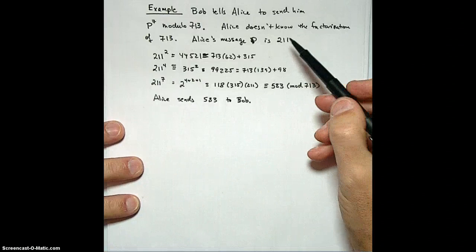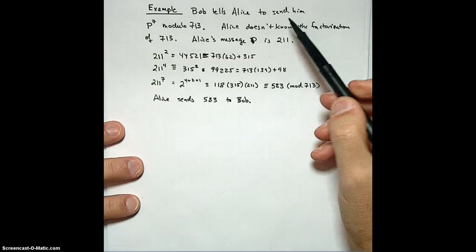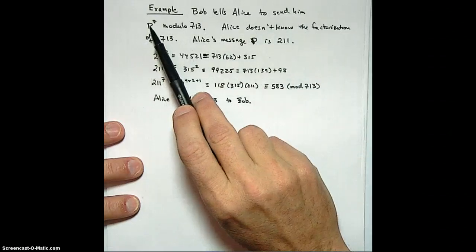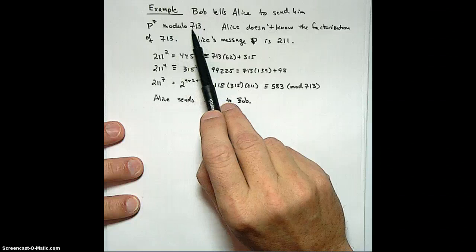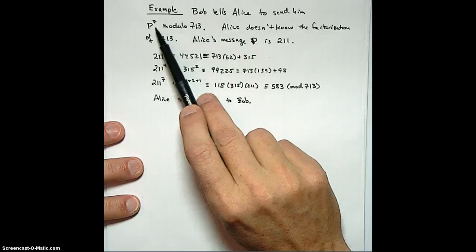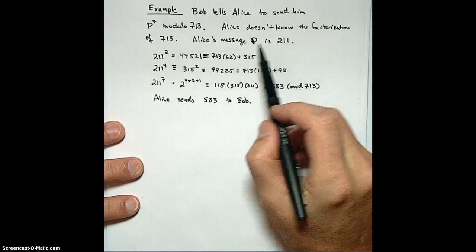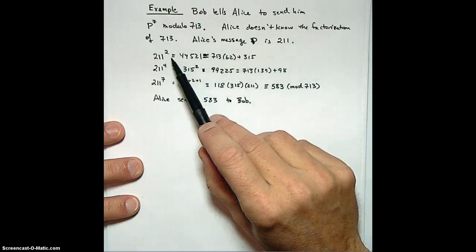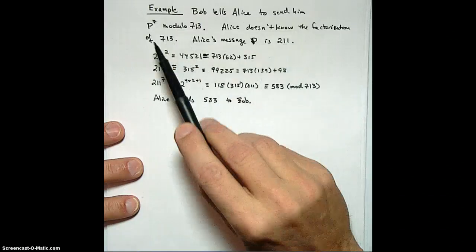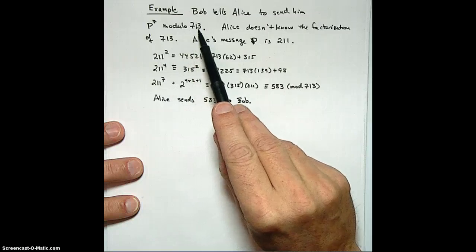So let's review. In the previous lecture we talked about Bob wanting Alice to send him whatever her plain text message is raised to the 7th modulo 713. That means he wants her to send him the least positive residue of whatever this is, modulo 713. So Alice has to take her message, which is 211, and raise it to the 7th power and find the least positive residue modulo 713.